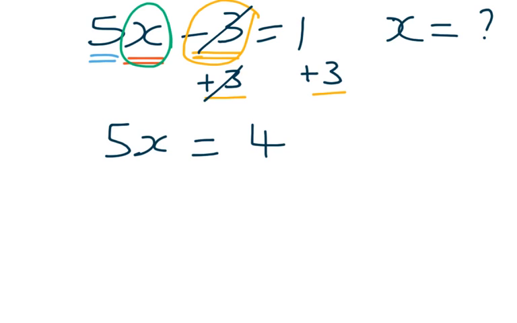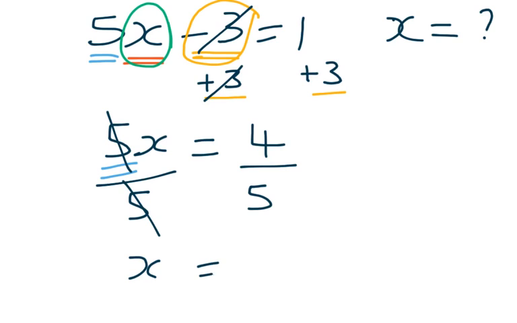We have to get rid of this sock now. The sock is the number that's in front of x, and that means 5 groups or 5 times. So if we want to get rid of 5 groups, we need to use our division, because division is opposite to multiplication. So if we divide both sides by 5, the 5's at the front cancel out and we're left with x equals 4/5.